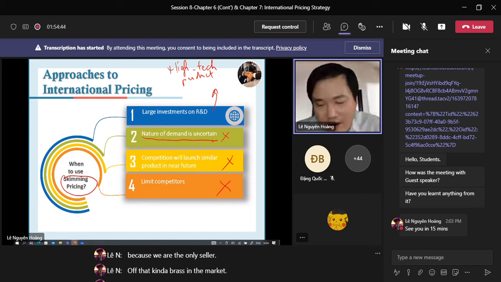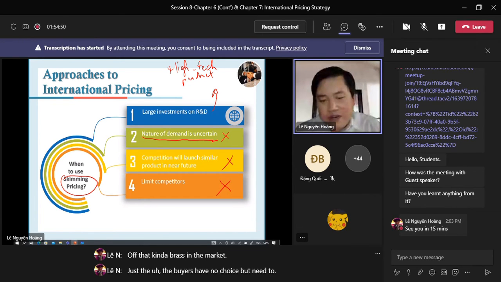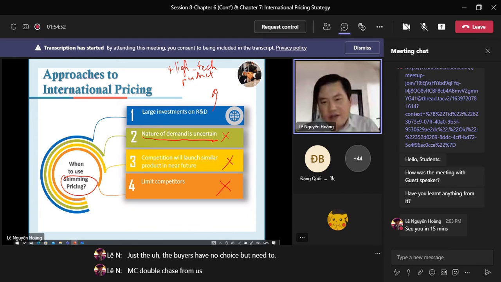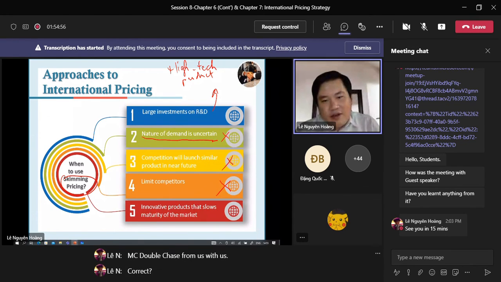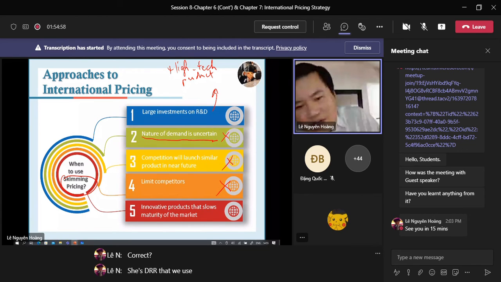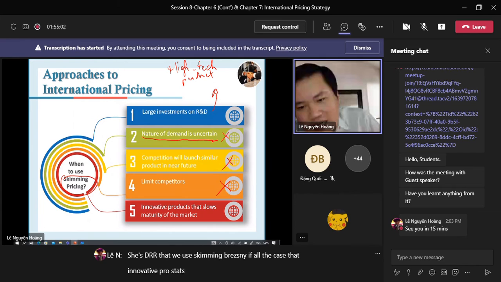The buyers have no choice but to make their purchase from us. Correct. Another situation in which we use the skimming pricing strategy involves innovative products with slow maturity of the markets.